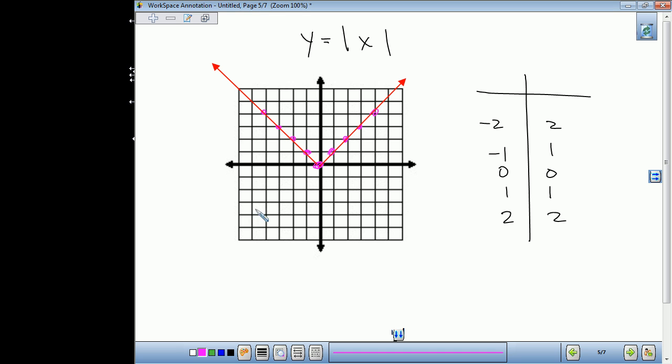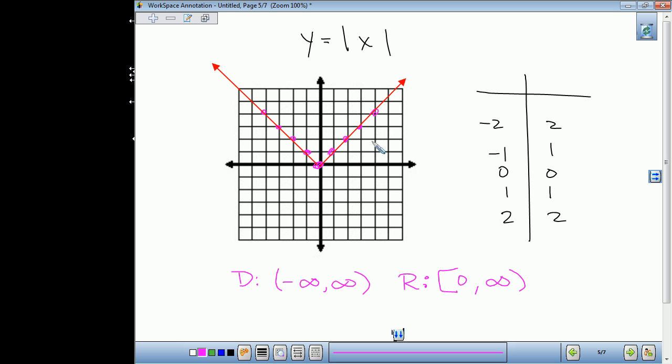Do you guys see two pieces though? Yeah. Do you see how I could write it as a piecewise function? Yes. This being one piece, this being the second piece. Okay? So, let's talk about domain. Is there any restriction? No. I can plug in any real number and it works. The range of the parent graph is going to be 0 to infinity.